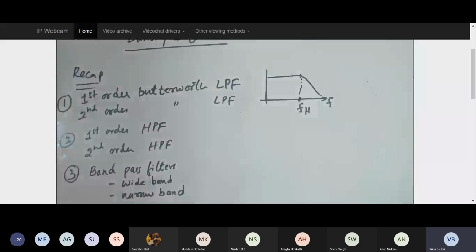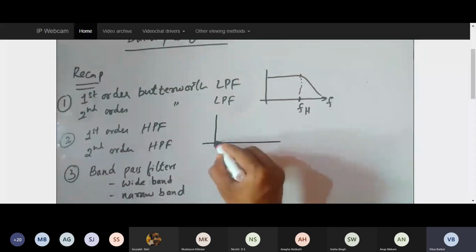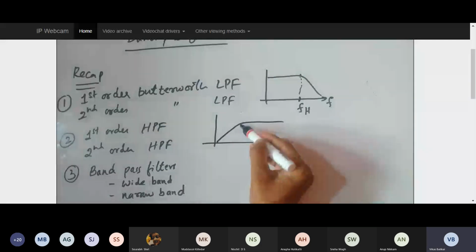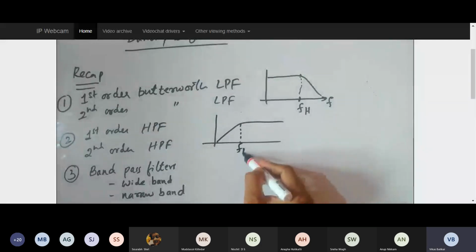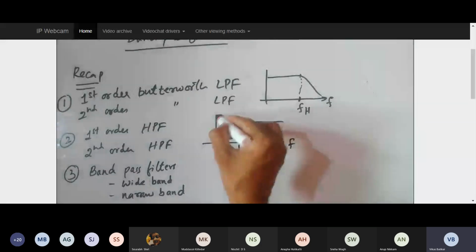So this is your low pass filter graph, and accordingly the high pass filter graph will be: it is going to allow only those frequencies which are greater than a certain lower frequency. So if frequency is greater than that, only that content it is going to allow. And try to remember the axis. X axis is always your frequency, y axis is your gain in dB.